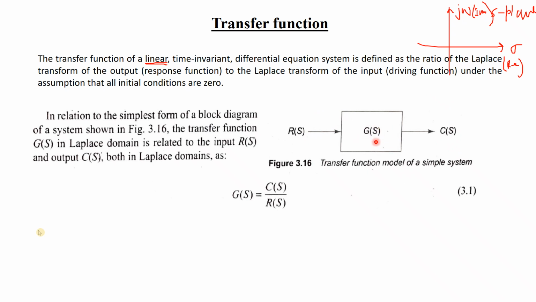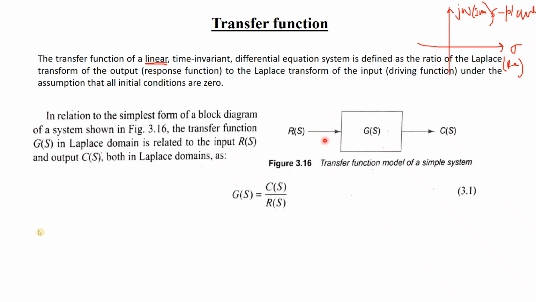Block means there is a system, and the system is represented as G(s), and this system will also be in the S domain. So we have an input, we have a system, and we have an output. This is a very simple model of a control system, and this G(s) is the transfer function. Why? Because the method of calculating G(s) is nothing but output by input, C(s) by R(s).